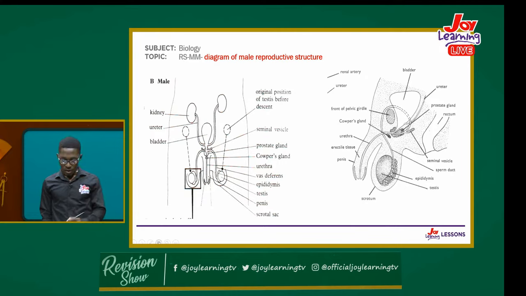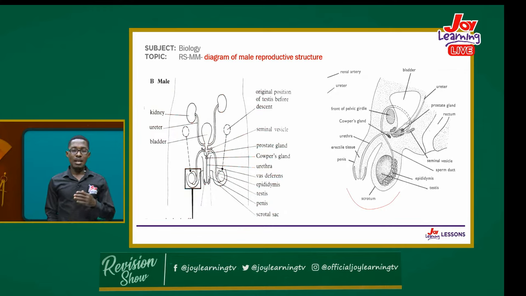First, we have our testes covered in our scrotum. So you may say there's a scrotal sac that houses 2 testes. Then, if they go on to ask for adaptation, immediately you mention a structure, you mention the function. So first, the scrotal sac is what? To cover and to house, as a form of protection.